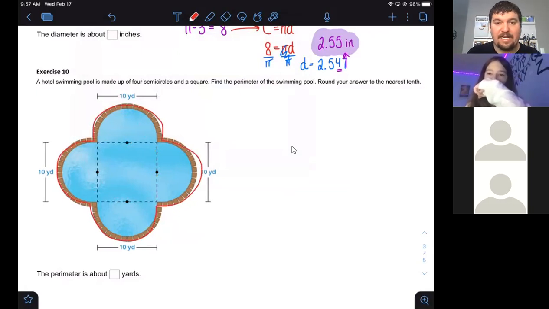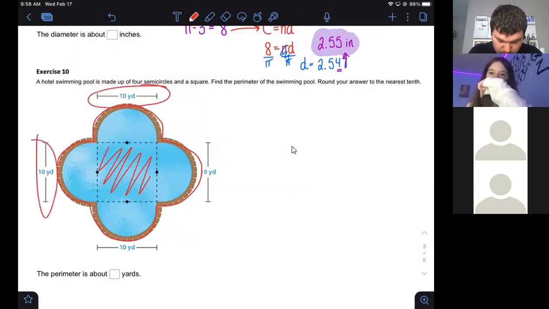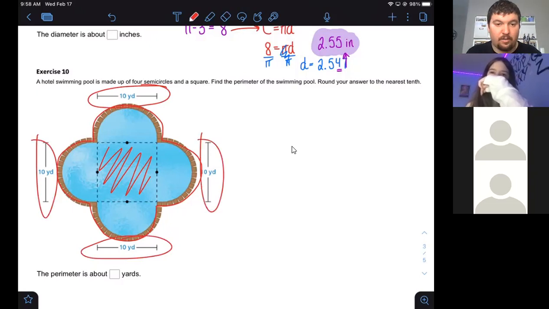So because we're just finding the distance around it, that square in the middle doesn't mean anything to me. I don't need the square. The square tells you that all the sides are the same, but they actually give you the sides up here. So I don't need the square at all. I'm just finding the distance around.